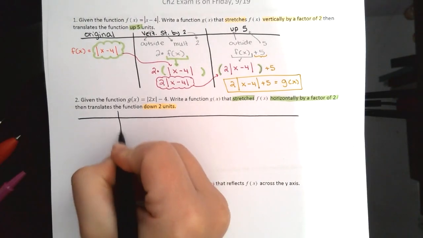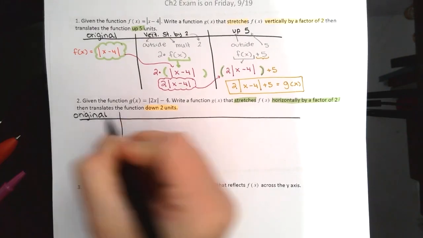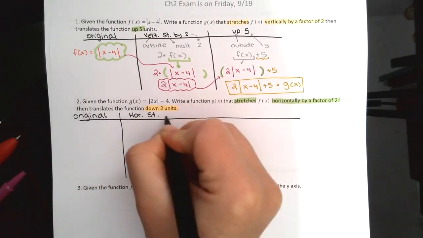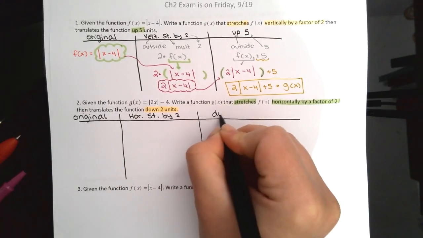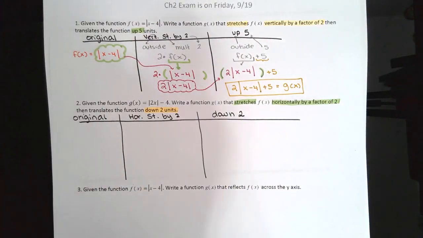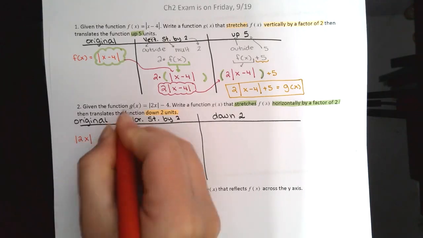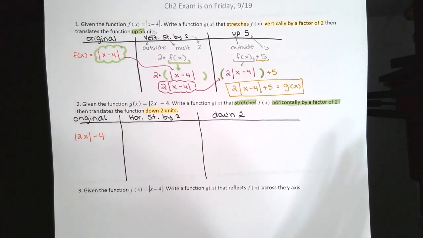Starting with our original. Our first change was a horizontal stretch by 2. Second change is down 2. Start out by writing your original function. I'm going to leave off g of x here. I don't want that to be confusing. Technically, that should have been an f of x.